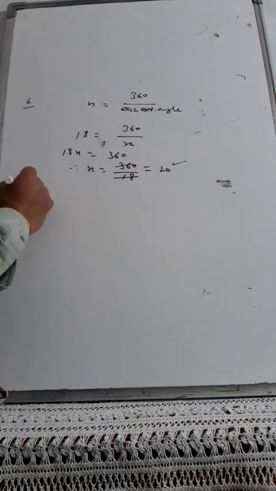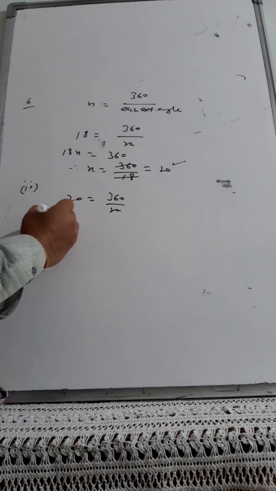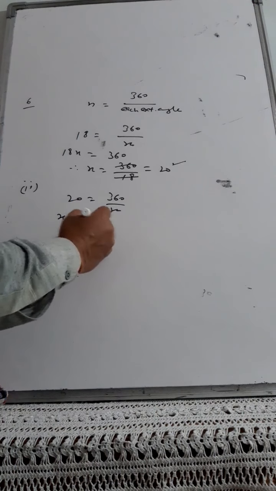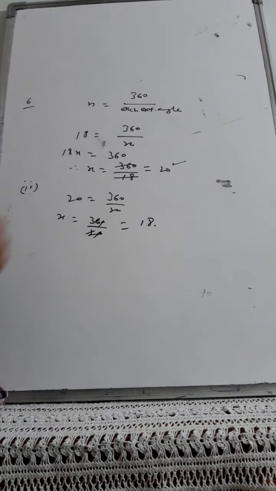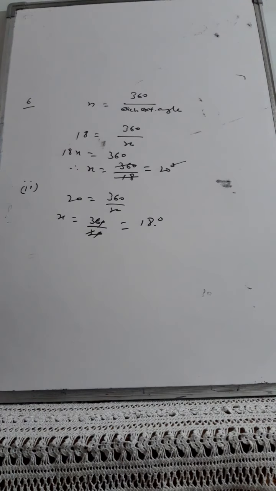If it is 20 in the second part, then 20 is equal to 360 upon x. So x will be equal to 360 upon 20, and you will get 18 sides. So these are the answers: 18 degrees, number of sides are 20. These are the degrees of each exterior angle.